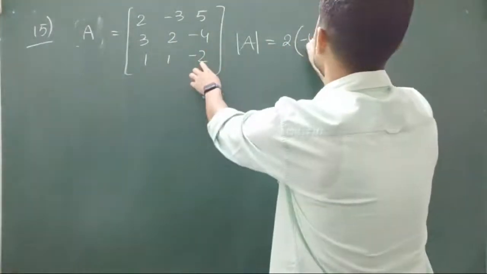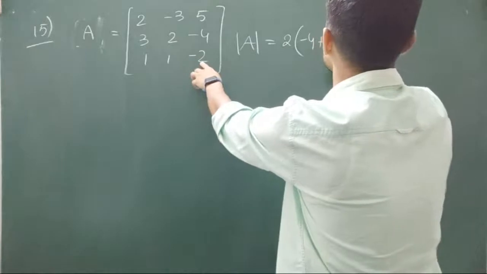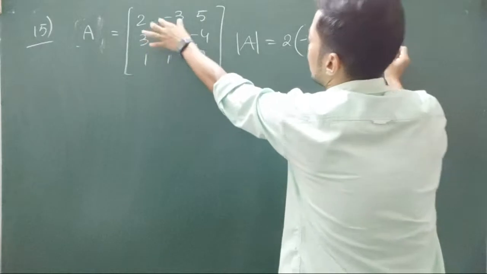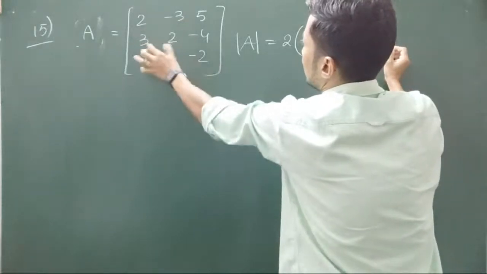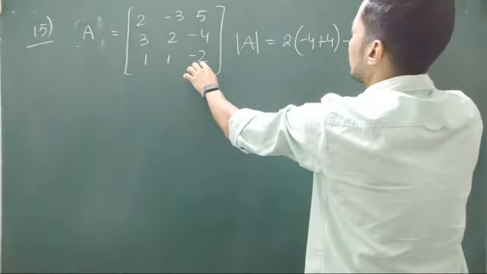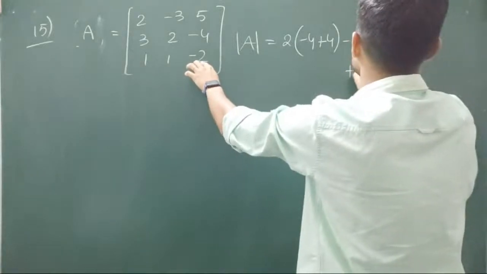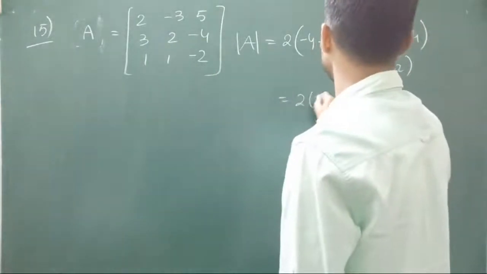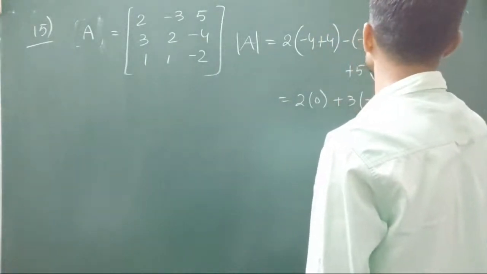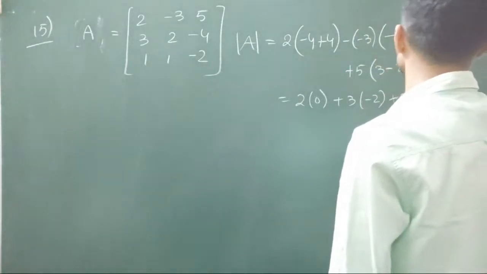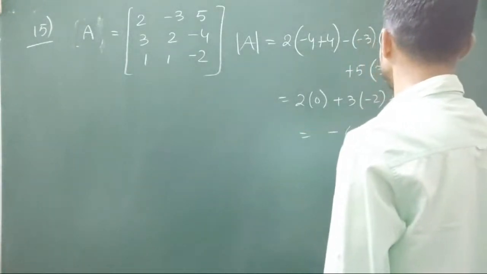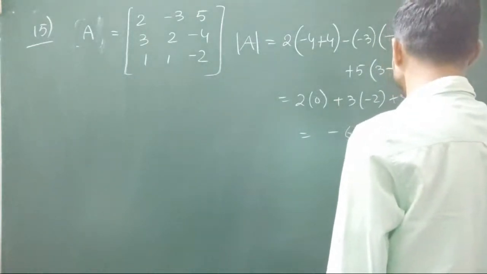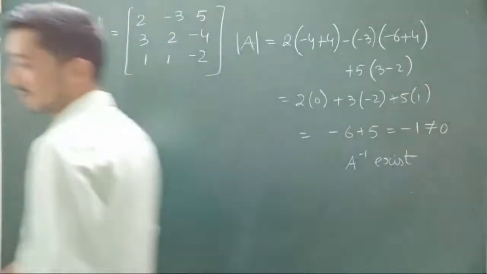2 into minus 4 minus 4, minus of minus 3 into minus 3 into 3 2s are minus 6, minus minus plus 4, plus 5 into 3 1s are 3 minus 2. So that's like 2 into 0 plus 3 into minus 2 plus 5 into 1. So that's minus 6 plus 5, minus 1, which is definitely not equal to 0. So A inverse does exist.